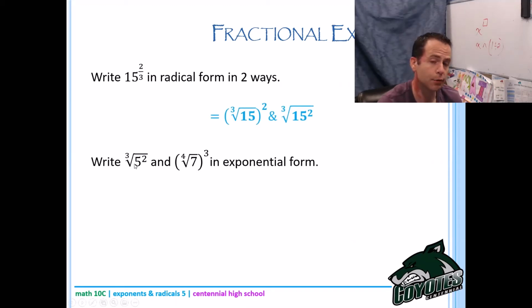Write the cubed root of 5 squared and the fourth root of 7 all to the 3 in exponential form. Well, the root index becomes the bottom of the fraction, and then the other exponent is the top of the fraction. So this would be 5 to the 2 over 3. And then this guy, the denominator of my rational exponent is the root index, so that would be a 4. And then the 3 would appear as the numerator, so that'd be 7 to the 3 over 4.